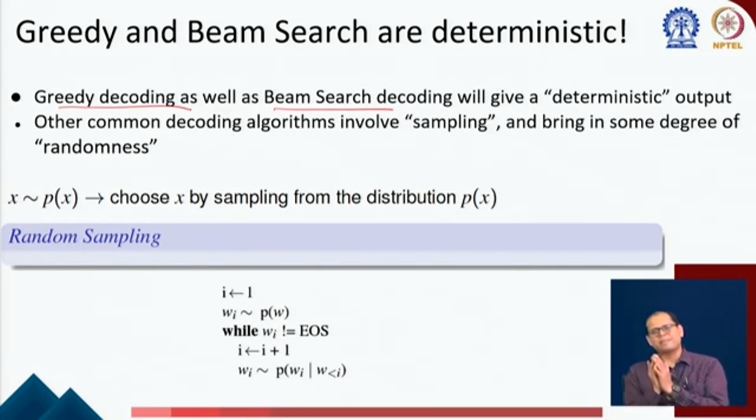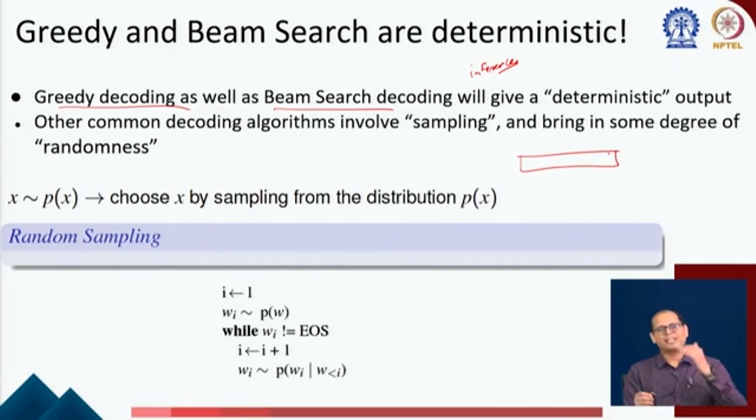You are already running them at inference time, and inference time means all your model parameters are frozen and there is no randomness anywhere. So you feed the starting sentence, all parameters are fixed, and the probability distribution that you get at the end is also fixed. Whether you use greedy or beam search, the tokens that you will take from there are also fixed. So you will only get a deterministic output. You cannot be creative there.